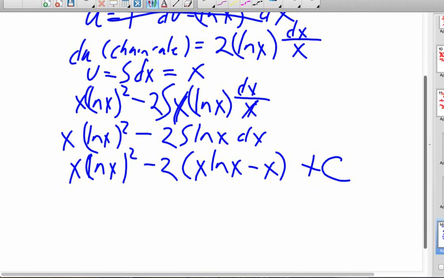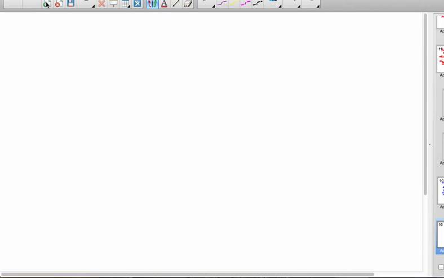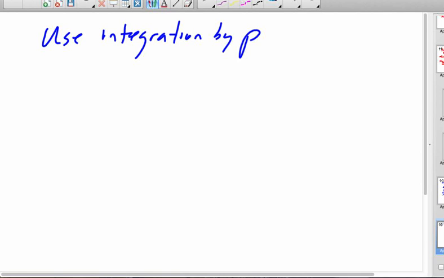Okay, let's take a look at a really nasty looking one. And on this one, we're going to use integration by parts multiple times.